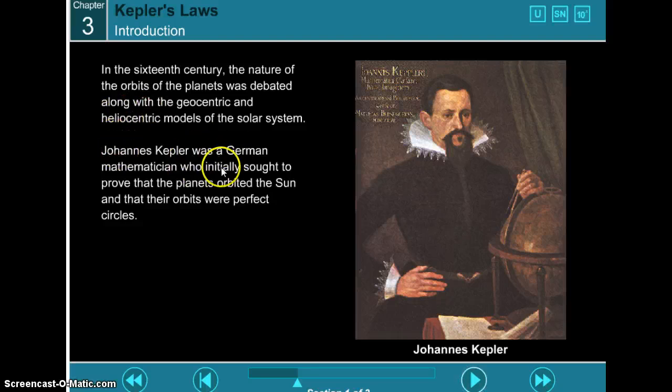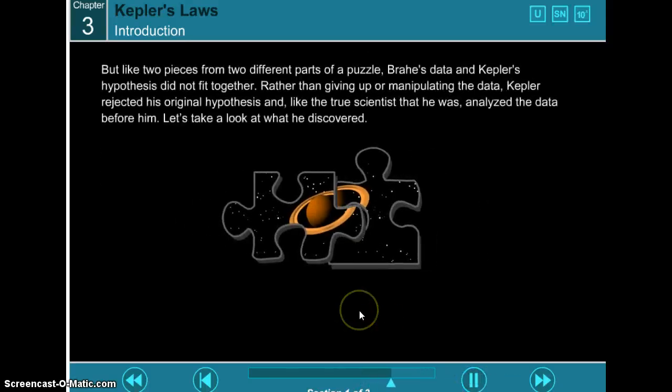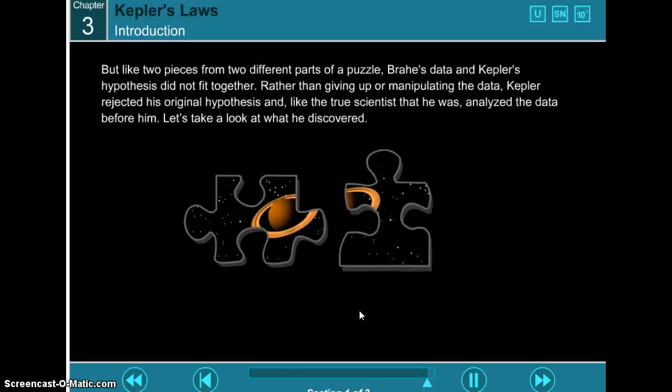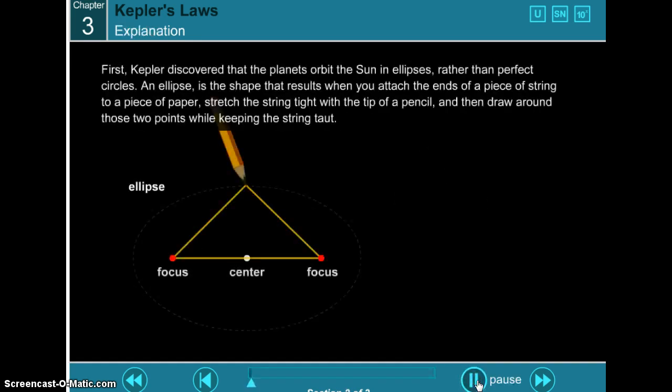Johannes Kepler was a German mathematician who initially sought to prove that the planets orbited the sun and that their orbits were perfect circles. In order to prove this hypothesis, Kepler used data collected by Tycho Brahe, a Danish astronomer who at the time had made the most accurate measurements of planetary movements available. But like two pieces of different parts of a puzzle, Brahe's data and Kepler's hypothesis did not fit together. Rather than giving up and manipulating the data, Kepler rejected his original hypothesis and, like the true scientist he was, analyzed the data before him. So let's take a look at what he discovered.